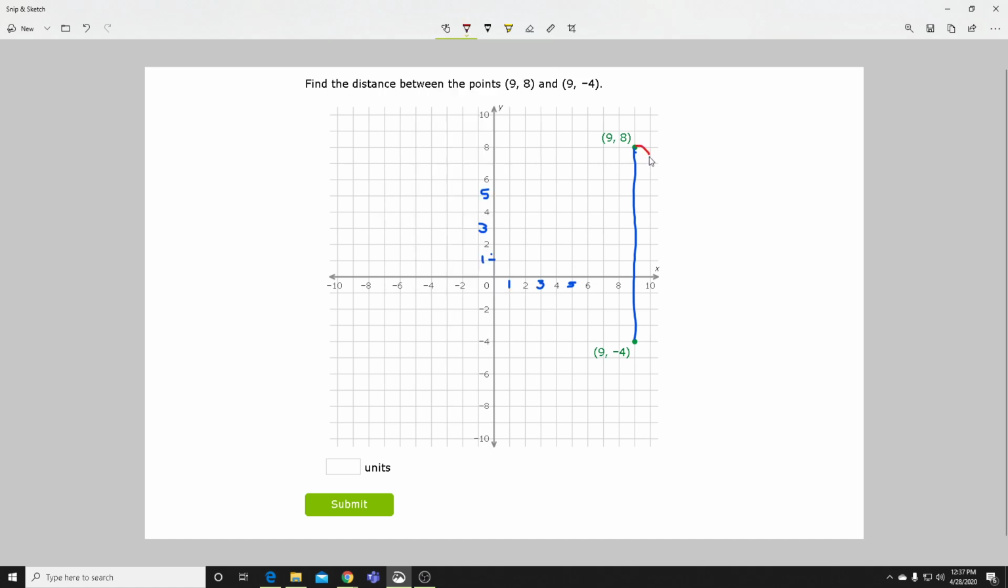So let's see, we have 1, 2, 3, 4, 5, 6, 7, 8, 9, 10, 11, 12. So 12 units in between.